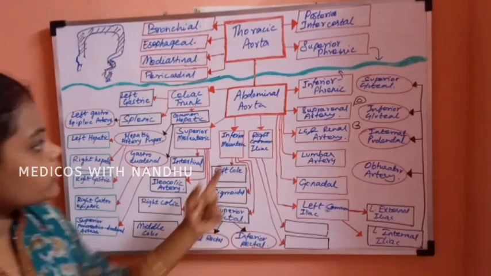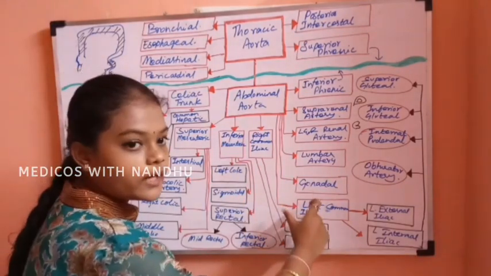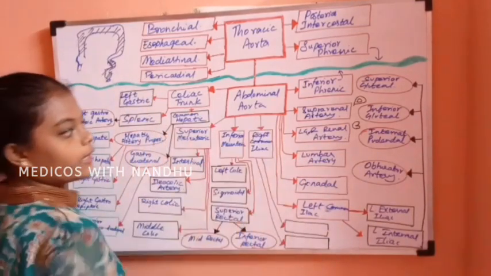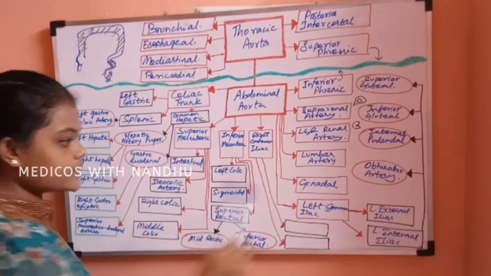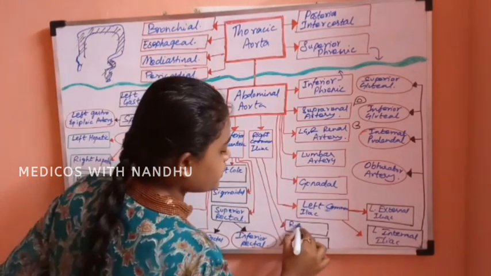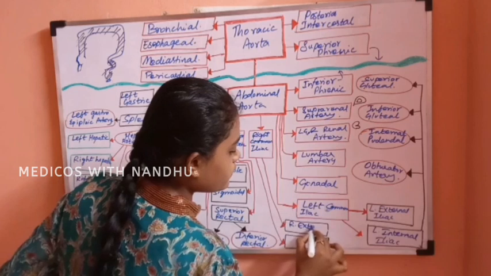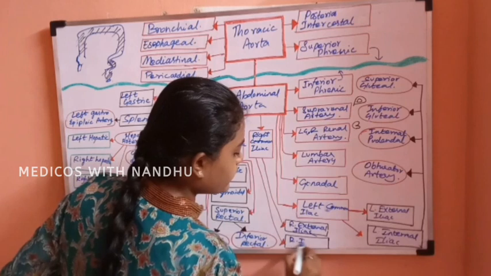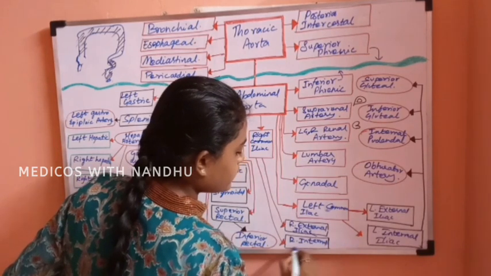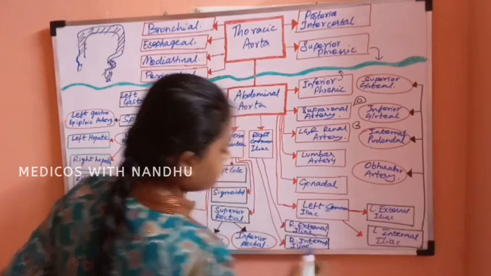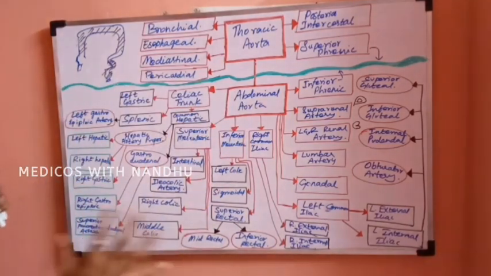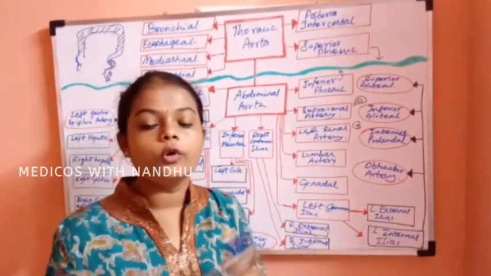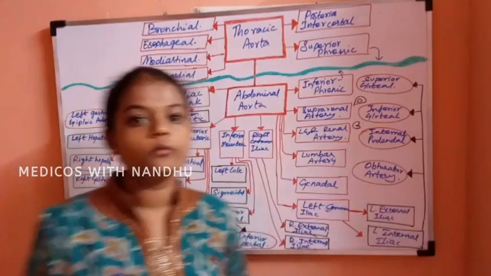Okay. Next, coming to the common iliac artery. First we divided the common iliac artery into right and left. The left has already branched. Next, the right common iliac artery, same: the right external iliac artery and the right internal iliac artery. So we have finished this. This is about the thoracic and abdominal circulation. We came to the end.